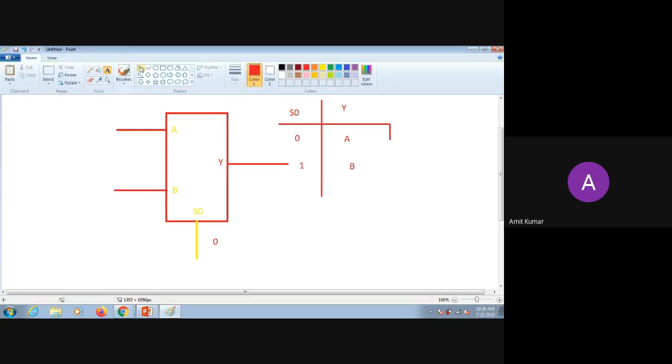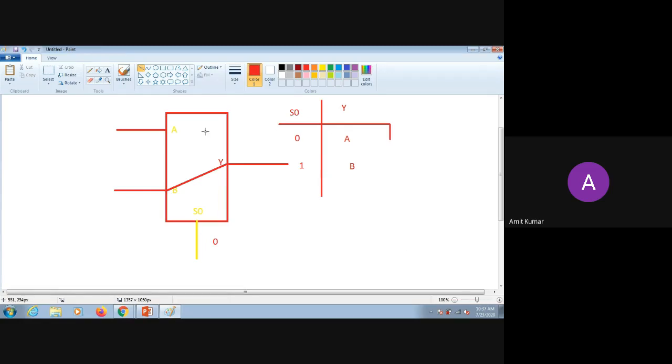So if you apply 1, what will happen? This switch will be connected to B. So if it is connected to B, whatever data is available at B point will be your output. So this is the functionality of your multiplexer.